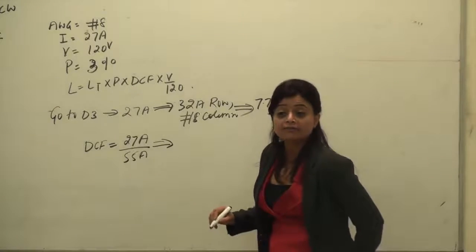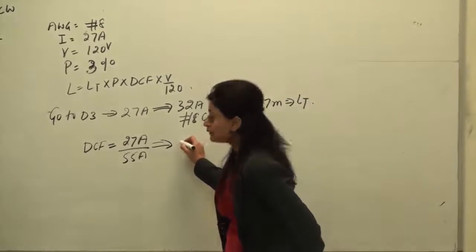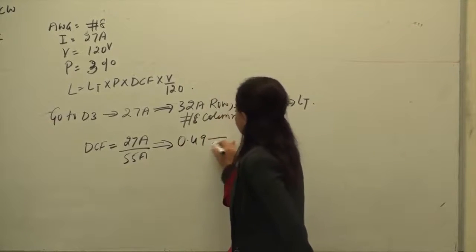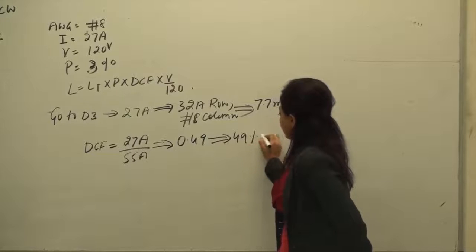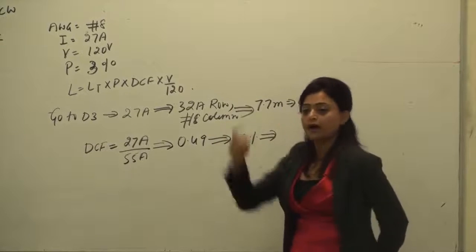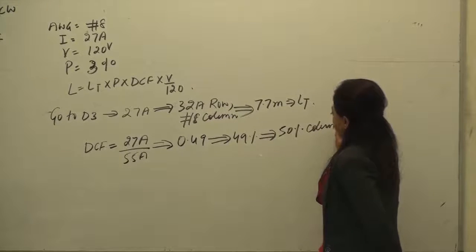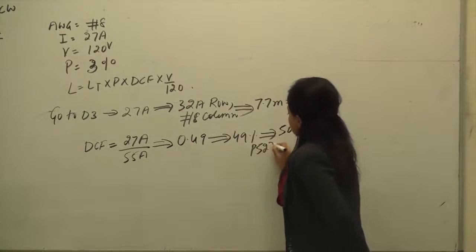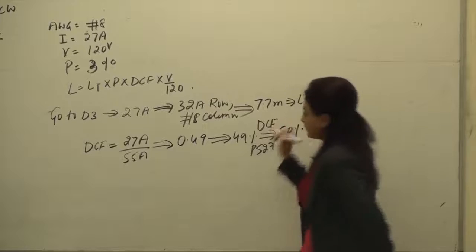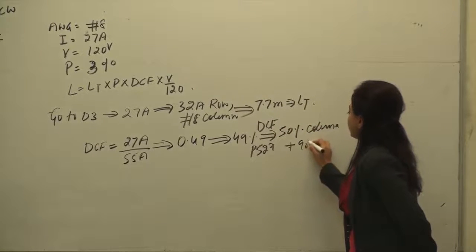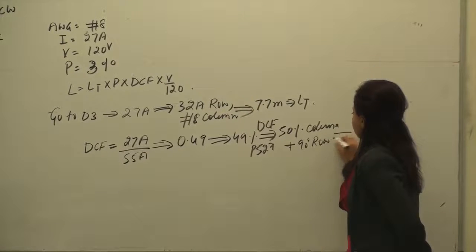49 means 49%. I'm going to go to equal or higher. So I'm going to use the 50% column on page 527, the distance correction factor table. Okay? So the 50% column and 90 degrees. What do I see for my DCF?